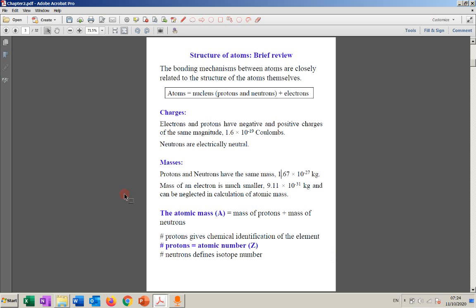Now we have atomic mass A, which we're going to use for later purposes. So you already know the mass of protons and the mass of neutrons give us the atomic mass. And there is another thing that we need, atomic number Z, which is the number of protons within the element that we have. Now there is another term that we will need to understand, isotope, where the number of neutrons defines the isotope.